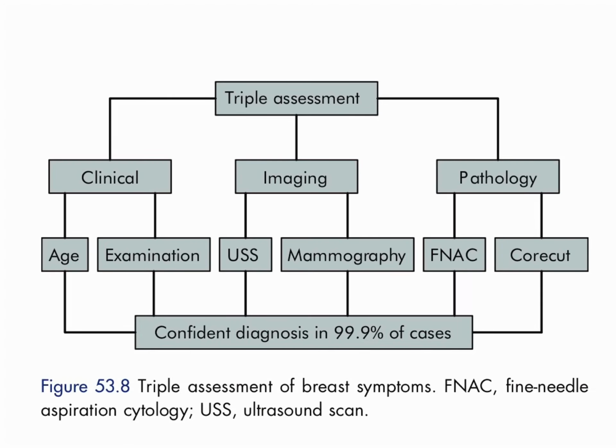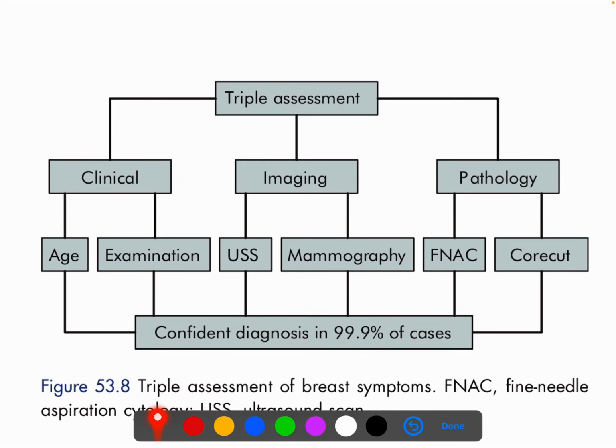Now we will talk about the triple assessment of breast symptoms. Patient presented with breast mass most commonly. The triple assessment includes the clinical, اللي هي الهيستوري واكزامينيشن، الايميجينج اللي هي الالتراساوند والماموغرافي واحتمال نحتاج الام ار اي، والباثولوجي هو finally الاسبيريشن والكور كات او يسموها ترو كات بايوبسي.